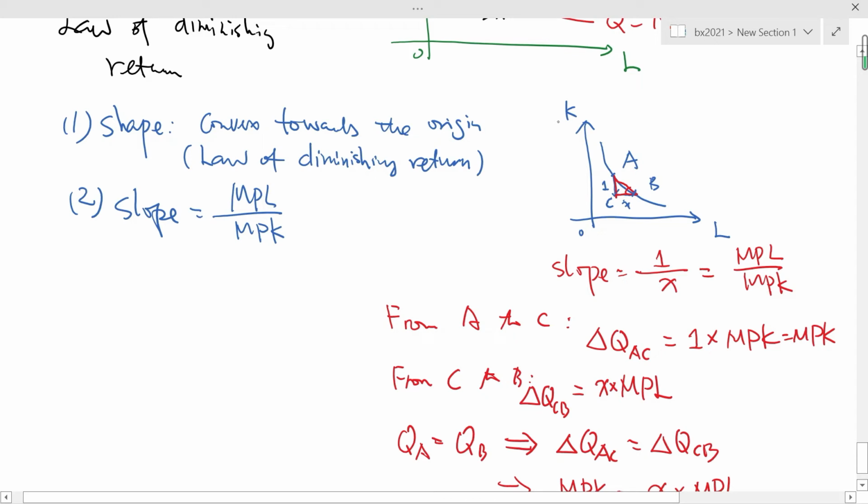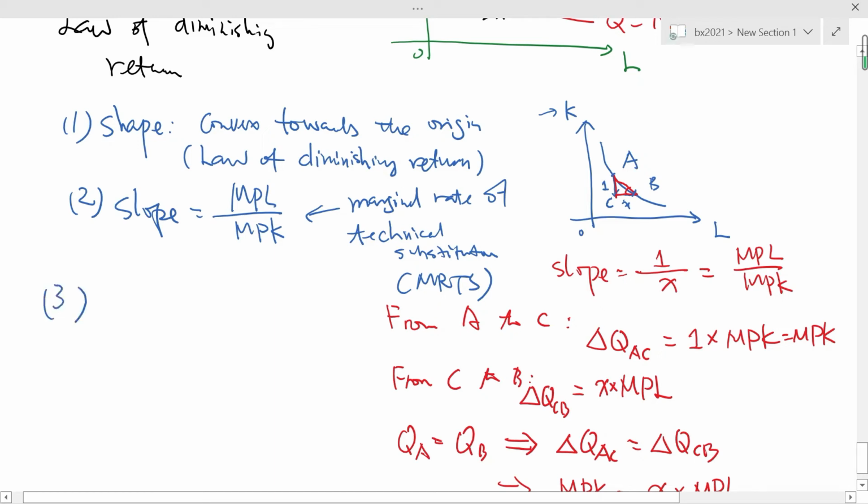Okay, here I'm putting capital on the vertical axis, labor on the horizontal axis. So MPL is on the top, MPK is on the bottom. And we have a particular name for this. This is called the marginal rate of technical substitution, or MRTS. Okay, that's the second observation.